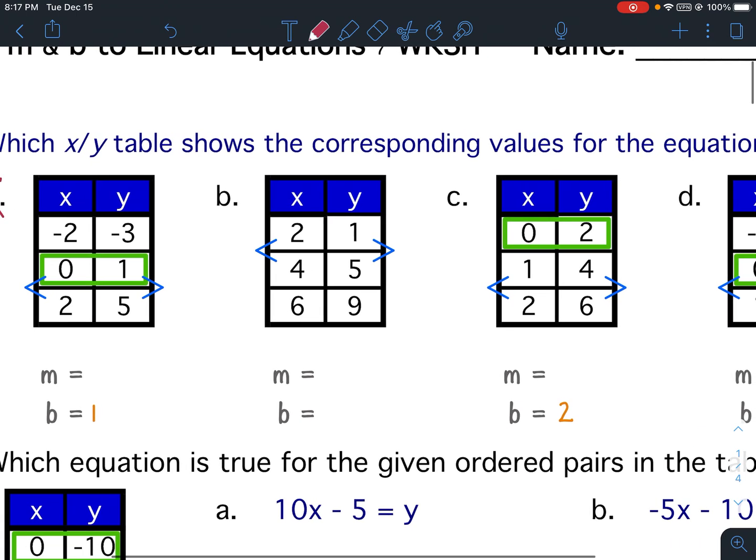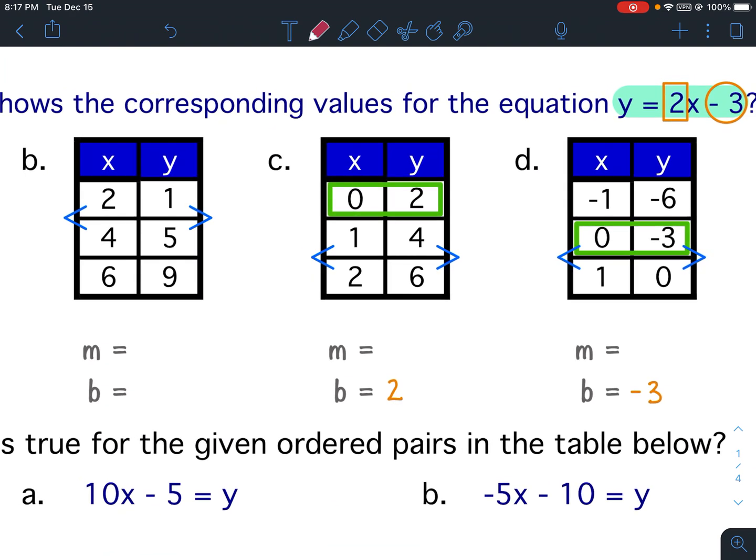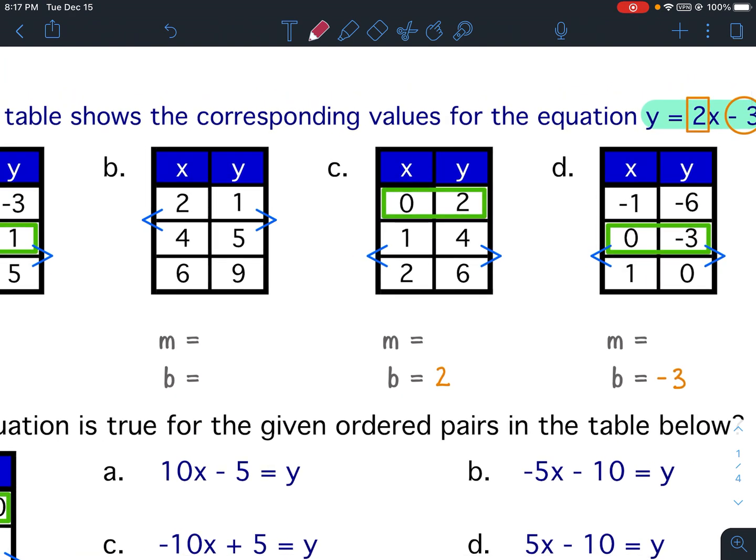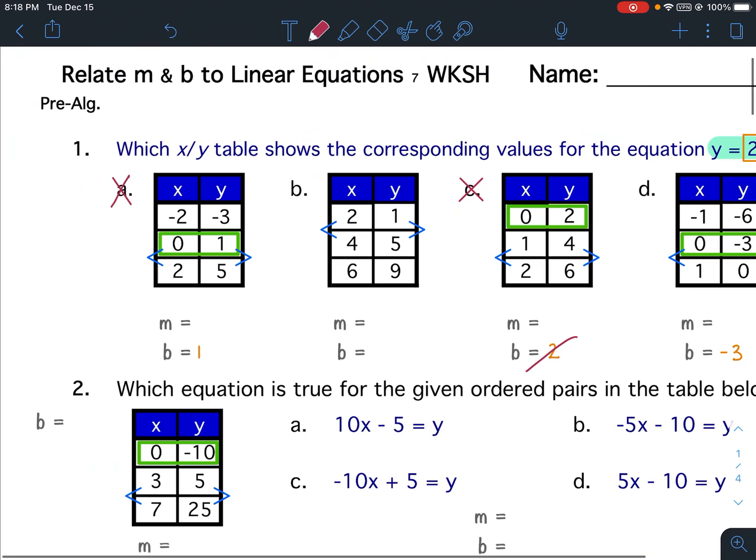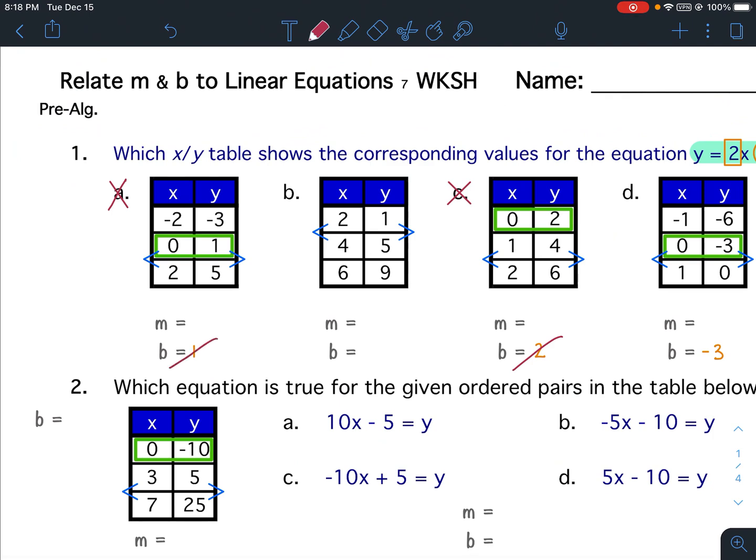I can't eliminate B, because I don't know what the y-intercept is, therefore I cannot eliminate it. A lot of times people want to cross out B because they don't see the y-intercept. You cannot eliminate B unless you know what the y-intercept is. For C, I can eliminate C because the y-intercept is a 2, and my y-intercept needs to be negative 3. So I'm going to cross out C, because that was wrong.